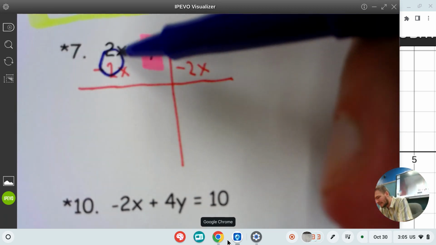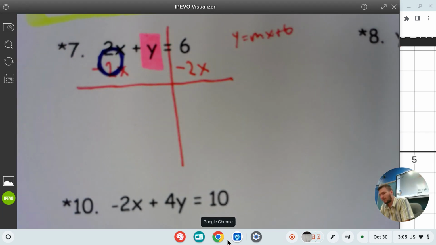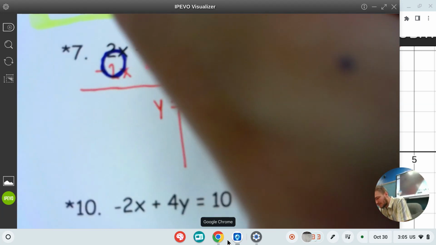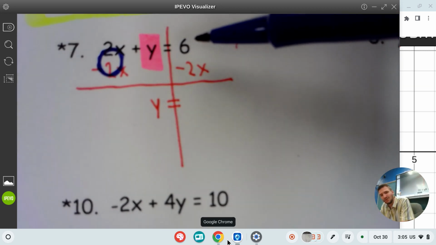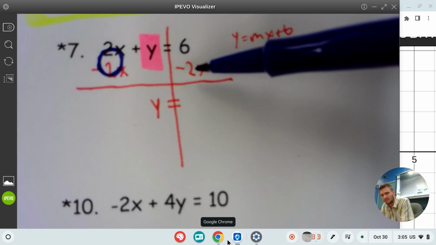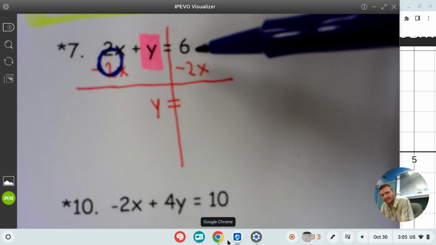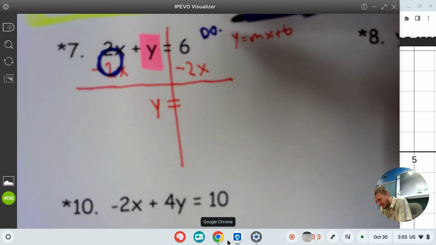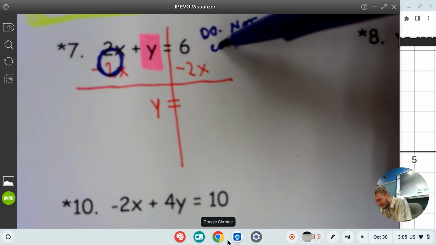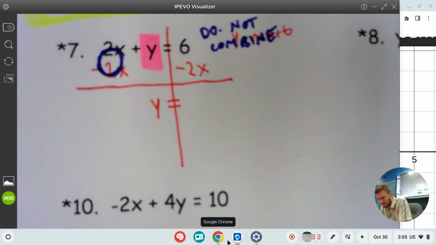2x minus 2x is 0. That stuff's going to go away. We're going to have y equals, and here's where the people not paying attention run into another mistake. Are we going to do 6 minus 2? These two things, do they both have x's? No. These two things do not combine. We haven't even done one question. Let me finish one question and it'll be obvious.